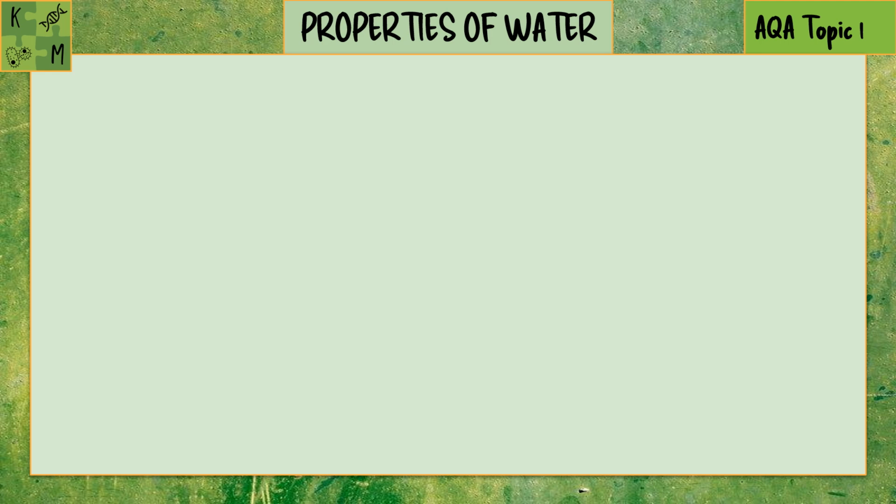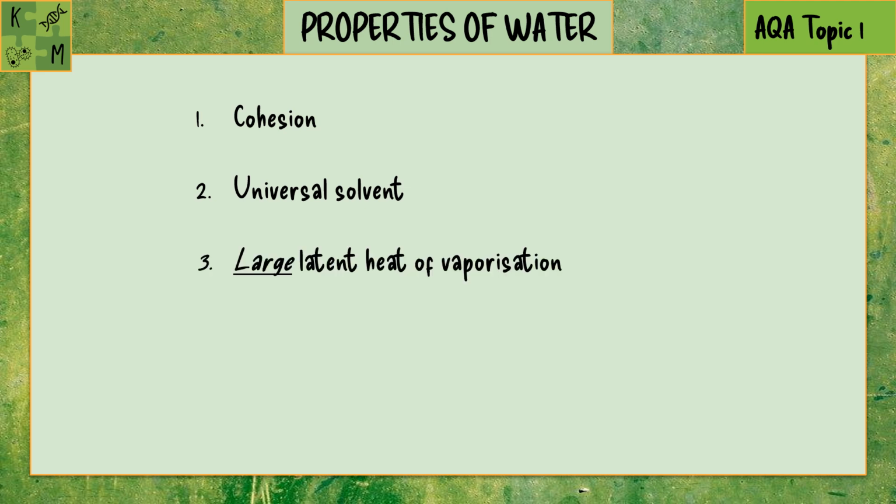So to summarise the properties of water that we need to know from the specification, water has cohesive properties, it's a universal solvent, it has a large latent heat of vaporisation, a high specific heat capacity, and finally it's a metabolite.